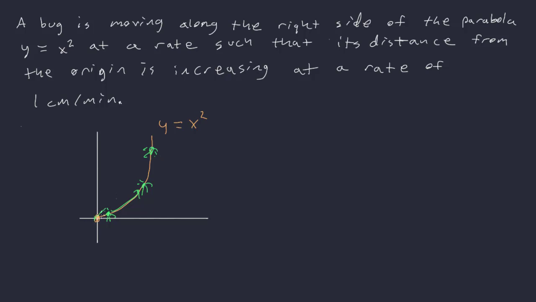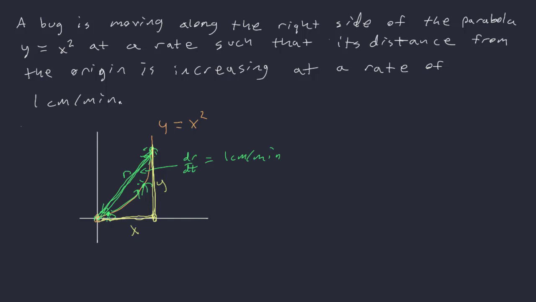Well, its distance from the origin is this line right here, which I'm going to call R. And this, we're told, is increasing at a rate of 1 centimeter per minute. So it's this length that is increasing at a constant rate of change. That's kind of difficult to show with some graphing software. However, what's happening is that at every point this is creating a right triangle with an X and a Y.